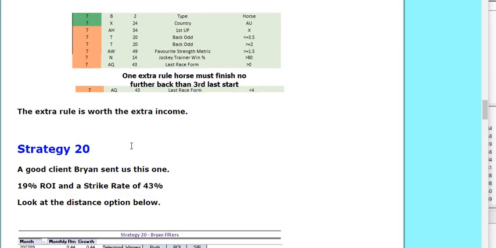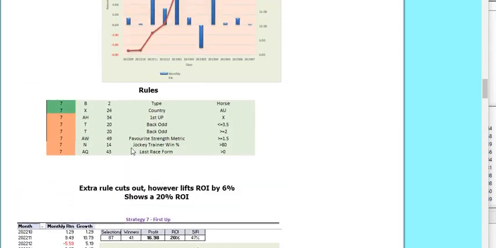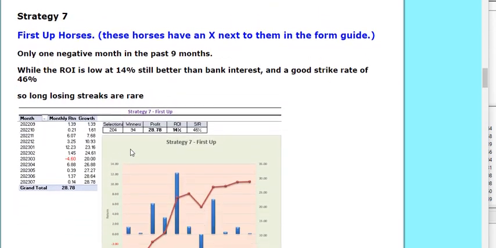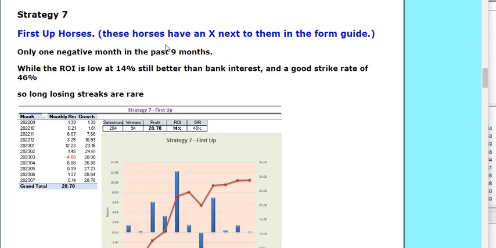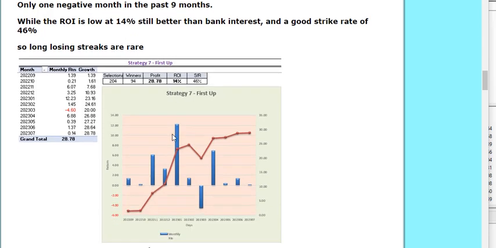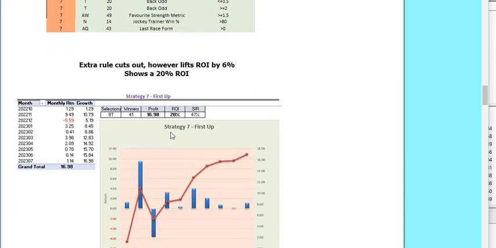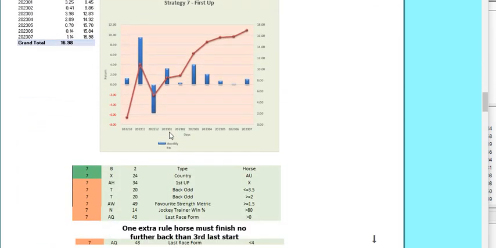So we've got strategy 20, that's one of Brian's strategies. We've got another strategy, strategy 7. This works on first up horses. So you can see there it's a 14% return, but if we add a couple of extra rules, or only one extra rule, that they must have finished in the top 3, you can see that it goes to 20% return on investment.